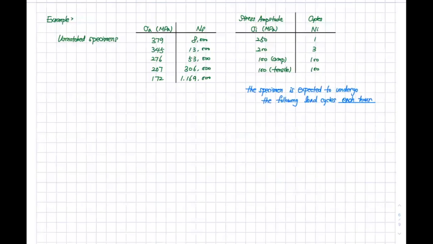This is our basic information. This load block, loading blocks or cycles, happens each hour. In this case, we have to find how many hours or how many years or how many days the material can sustain from fatigue.